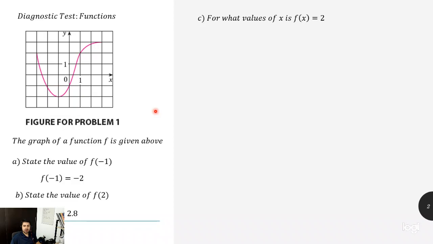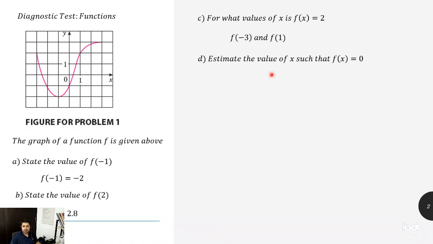C. For what values of x is f(x) equal to 2? So we need to know which values of x give y equal to 2. Remember, when we use f(x), it's practically replaceable by the y-axis. It's exactly the same, by the way. So when we have 2, it should be this point and this point. So then x should be -3, so you can get 1 square here. It should be -1, -2, -3, and the other one should be 1.